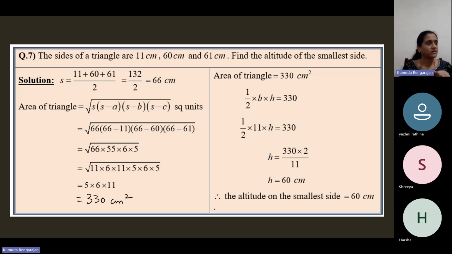How do you find s? You learned it in school already, so you can do it by yourself. We need to add all of a, b, c and divide by 2. So we get s is 66.